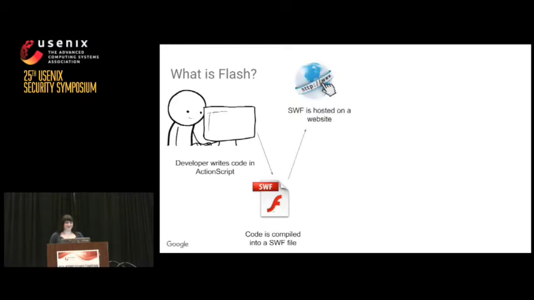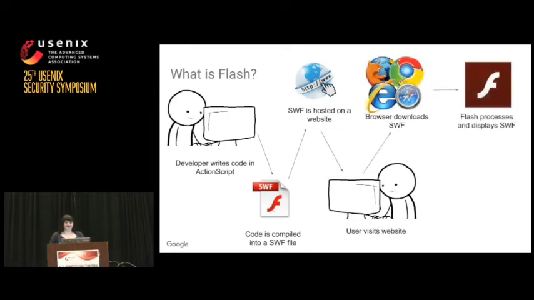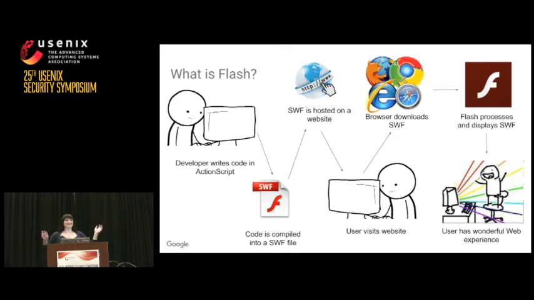And then the SWF file is hosted on a website. And then a user visits the website, their browser downloads it, and then the Flash plugin will parse this SWF file and display content to the user, like videos and audio. And then the user has a wonderful web experience. Rainbows appear as they enjoy their game or their music or whatever.